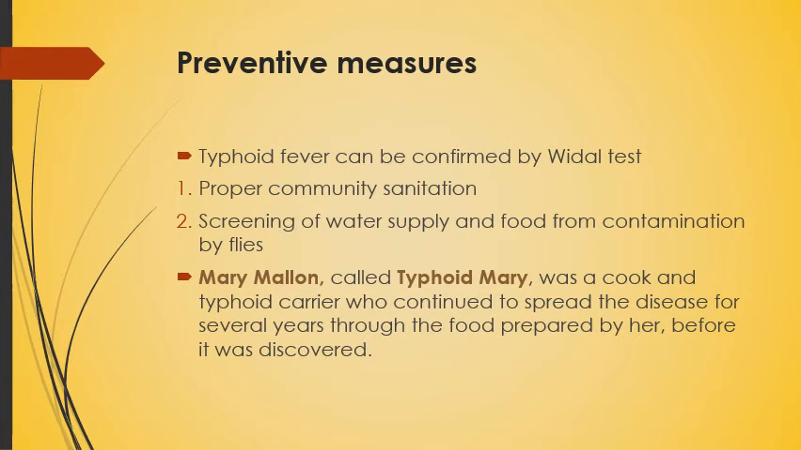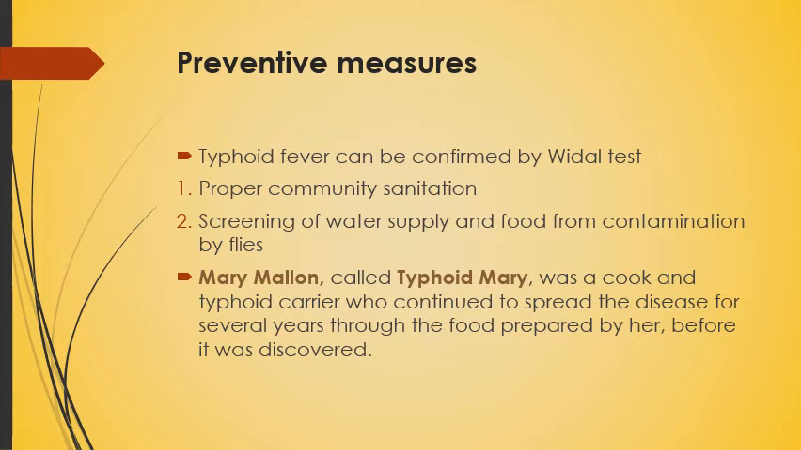Preventive measures. Typhoid fever can be confirmed by the Vidal test. If you are suffering from constant high fever, we go for the lab test, that is the Vidal test. If it is positive, it means we are suffering from typhoid fever. If it is negative, it means the fever is due to some other causative agent or some other reason. Another preventive measure which we take to take care of typhoid fever is proper community sanitation.